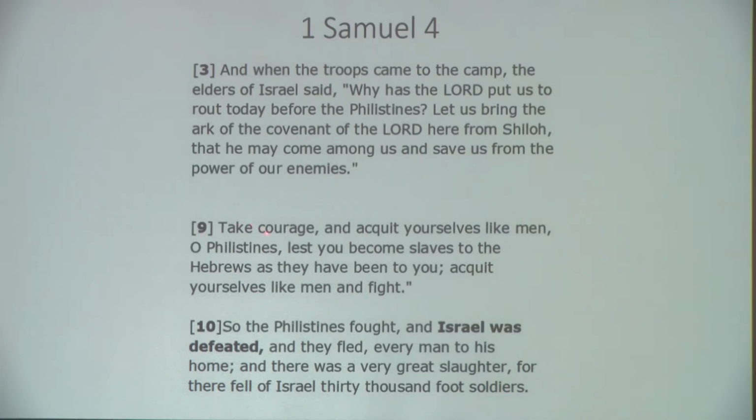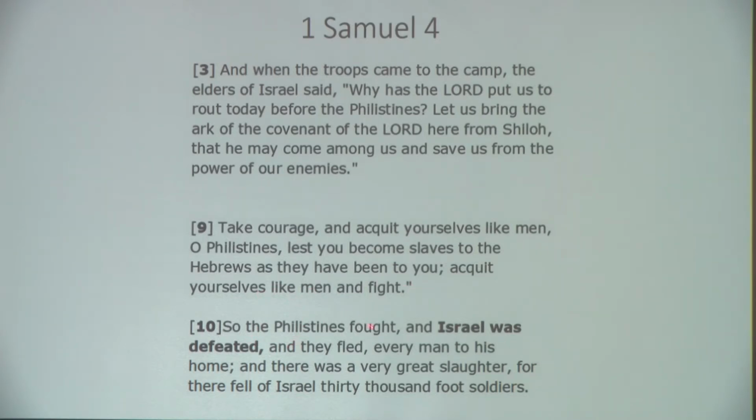So take courage and acquit yourselves like men. This is the Philistine talking. Oh yeah, I skipped some verses here. The head of the Philistine army says, "Take courage and acquit yourselves like men, O Philistines, lest you become slaves to the Hebrews, as they have been to you. Acquit yourselves like men and fight."